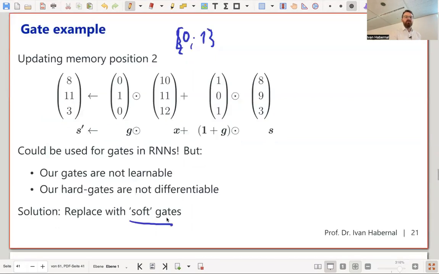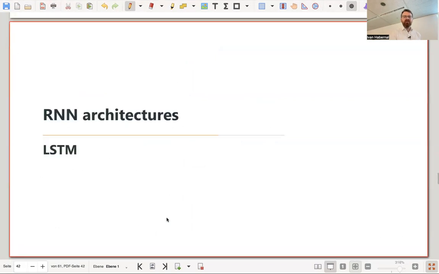And we're coming to a very special, very interesting architecture, which is called the long short-term memory, which utilizes gates to learn what to keep in the memory and what not. Okay, so it's going to tie everything together.